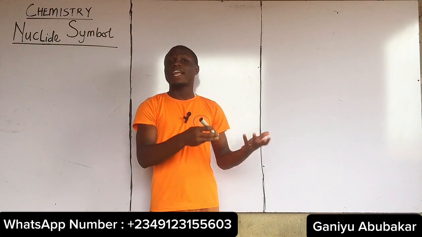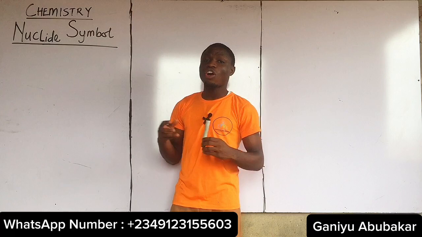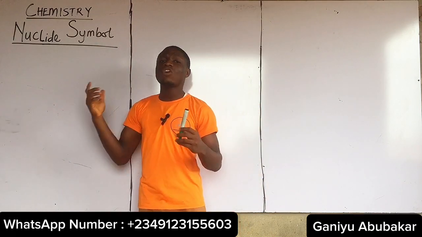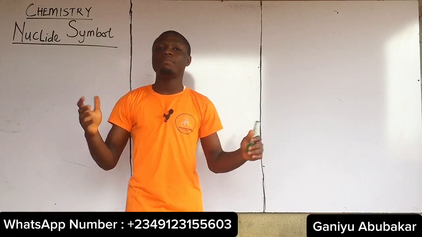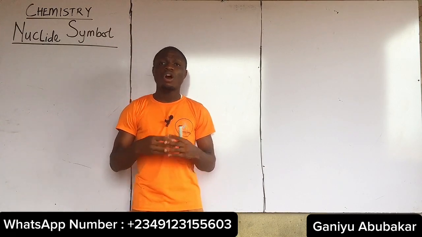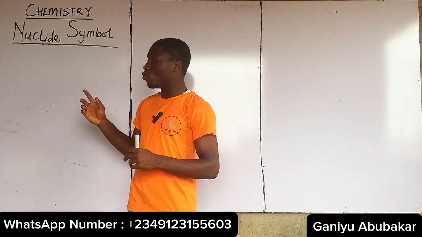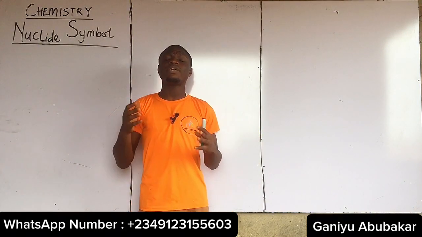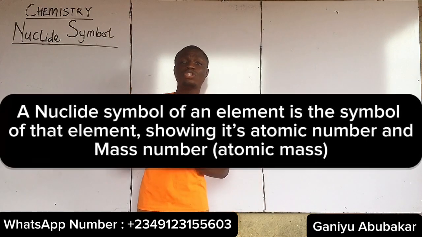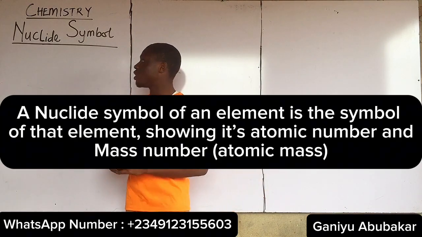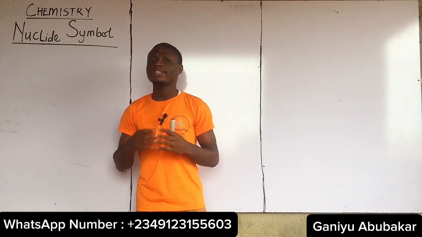For today's chemistry class, we'll be looking into the concept of nuclide symbol. Let's discuss the concept behind nuclide symbol and look at how to solve some examples. By definition, a nuclide symbol is simply a symbol that shows the atomic number and the mass number of a given element. So that's the definition for nuclide symbol.